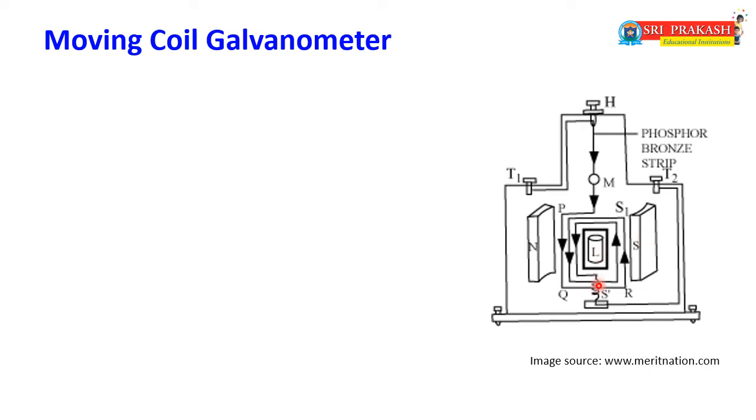Whenever we stop the current, the coil should immediately come back to the original position. That is why there is a spring, and the entire coil is balanced with a torsional head. From the head we are hanging this coil by using a phosphor bronze wire. Why do we use phosphor bronze wire? The phosphor bronze wire has a high Young's modulus, so it has more rigidity and cannot expand easily.